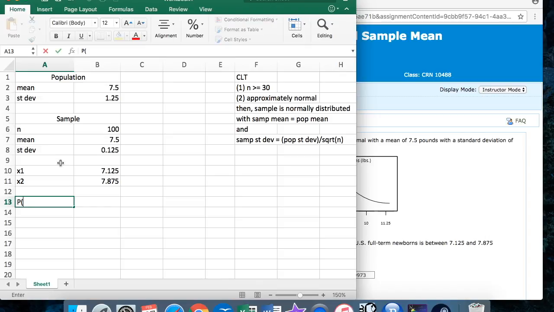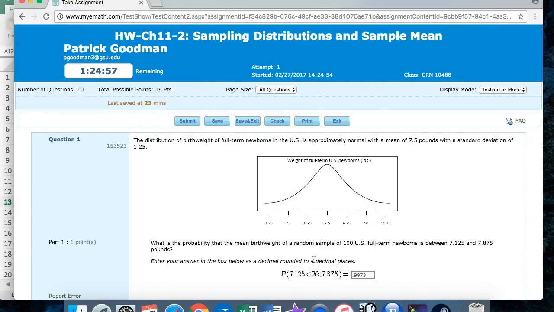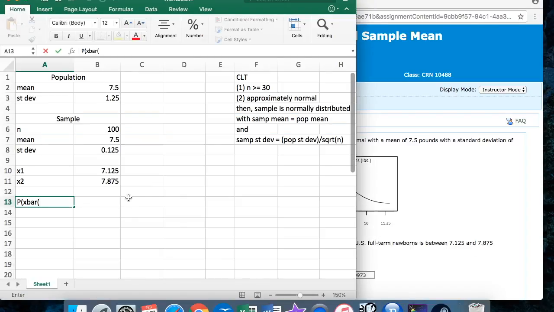So that's what we want, but first off, our trick, remember, to find the area between is do this. Probability, now we're doing x bar, because we're doing the probability that a random sample mean is between these two values. So x bar is less than our 7.125, and then we want the probability x bar is less than, you guessed it, the second part, the 7.875. Okay, so we want to find these two probabilities.